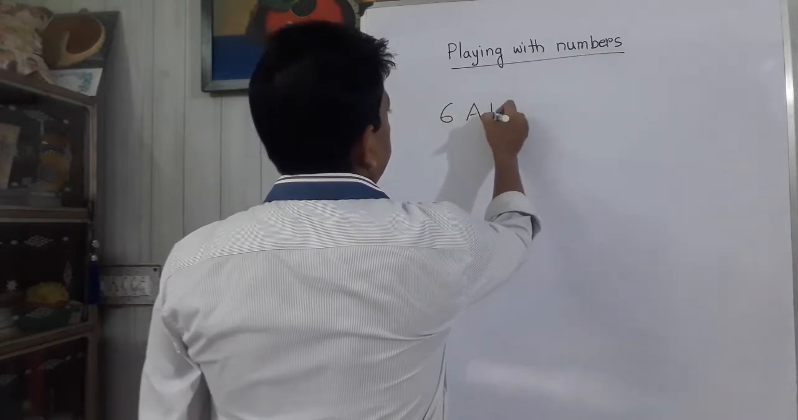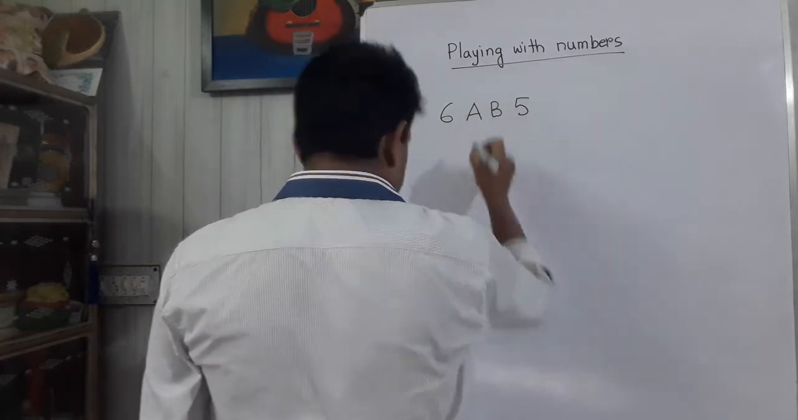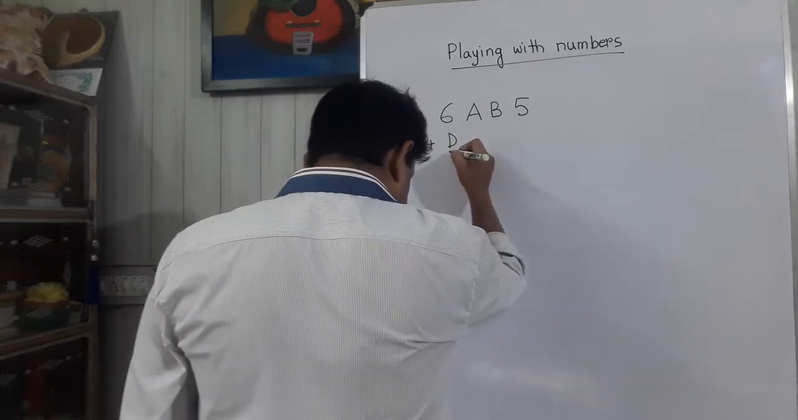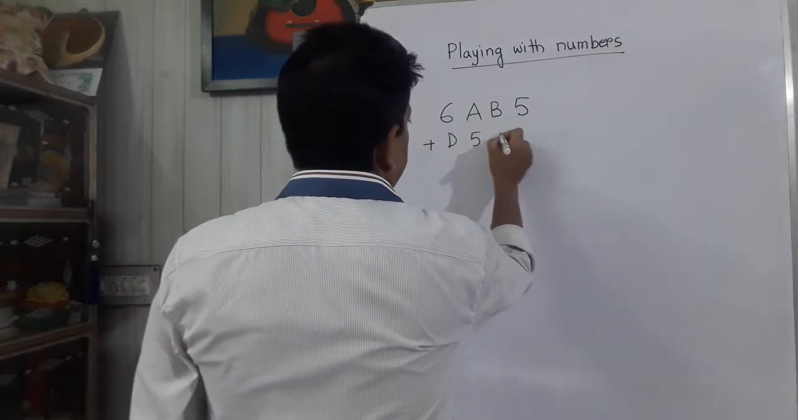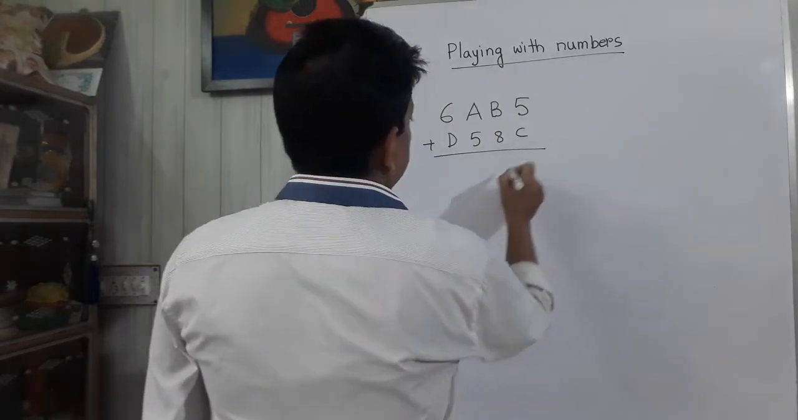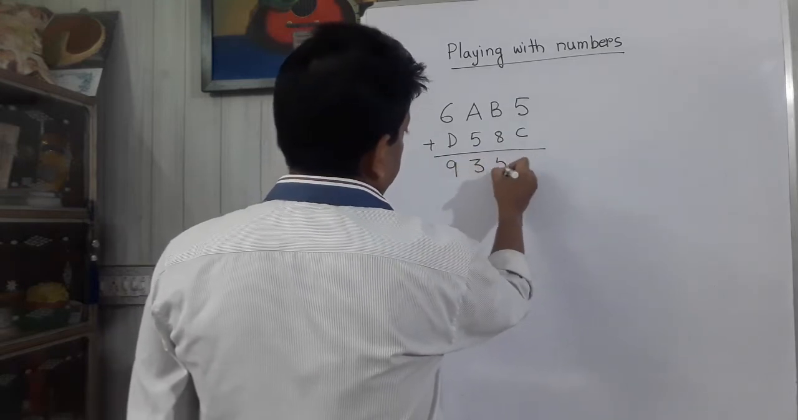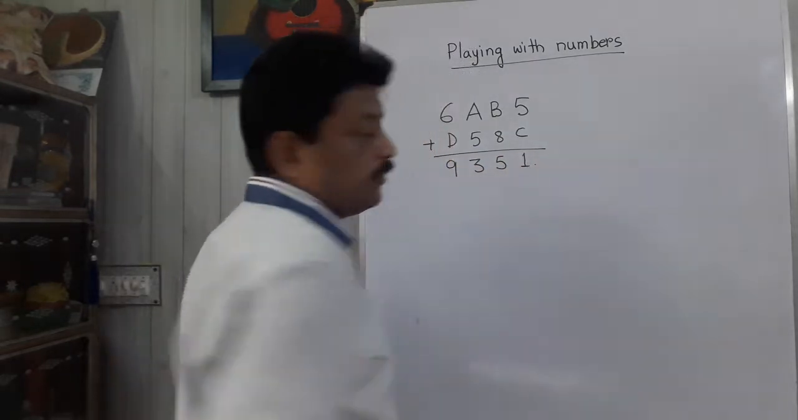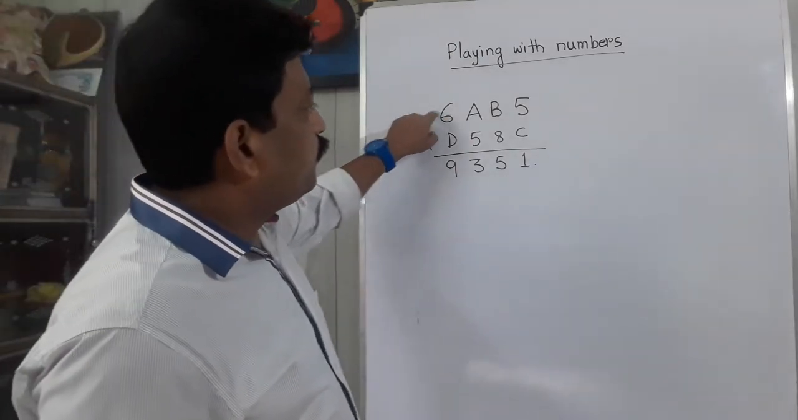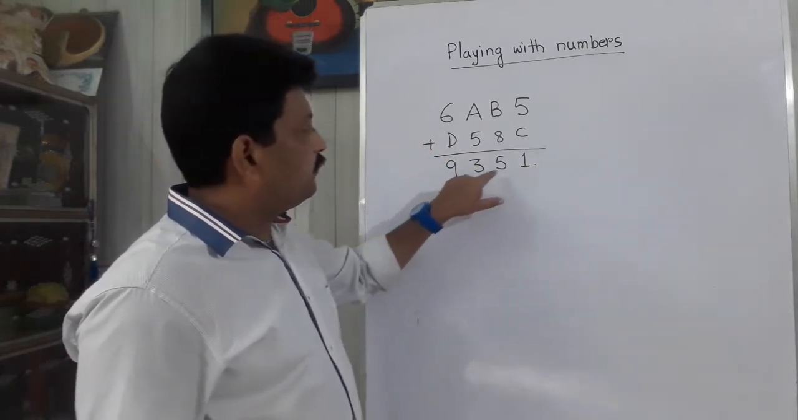6 A B 5 plus B 5 8 C gives 9351. So as you can see, there are two 4-digit numbers and their sum is 9351.